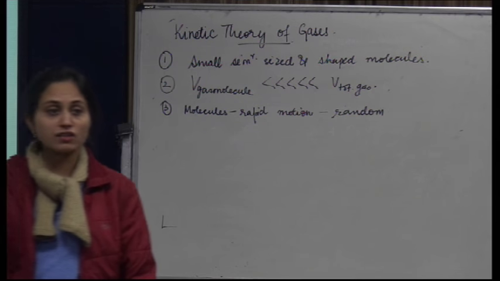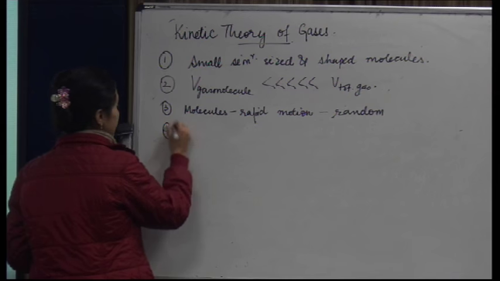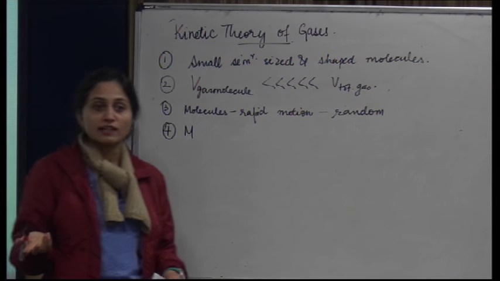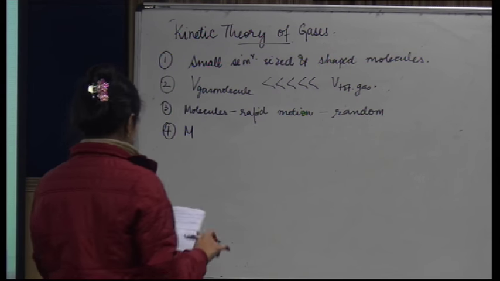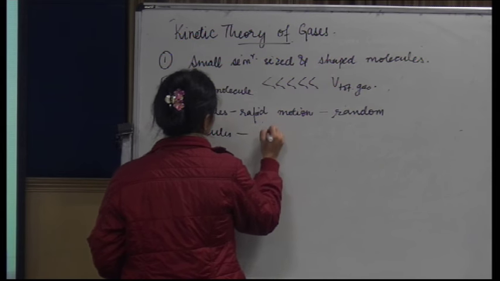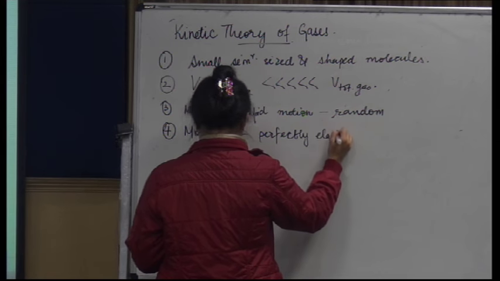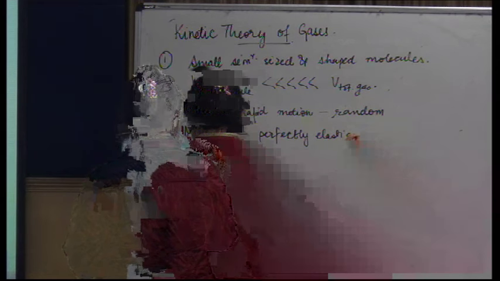And we are assuming here in this case that the molecules are perfectly elastic. The molecular motion is perfectly elastic. What do you mean by elastic motion? That there is no gain or loss of energy. So we are assuming that molecules are perfectly elastic. And then remember, following the laws of classical mechanics.